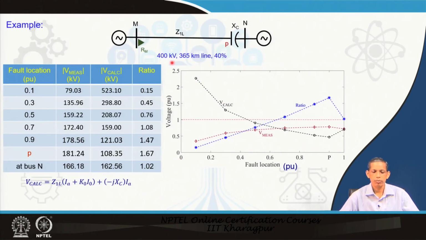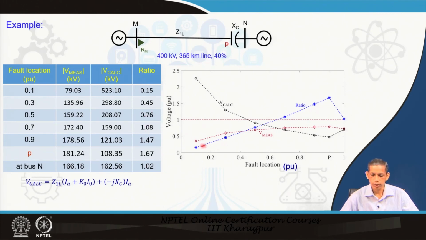Now, let us consider an example: a 400 kV line, 365 km, as we have seen earlier, with 40% compensation. What we did here was create faults at different points along the line, 10%, 30%, 50%, 70%, 90%, point P just before the capacitor and just after the capacitor at bus N. We measured the voltages as seen by the relay through simulations, calculated the voltage using this relation, and computed the ratio for all the points.